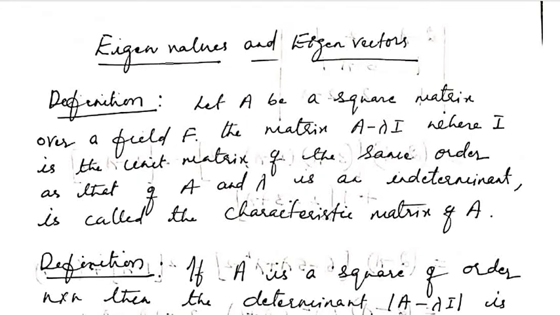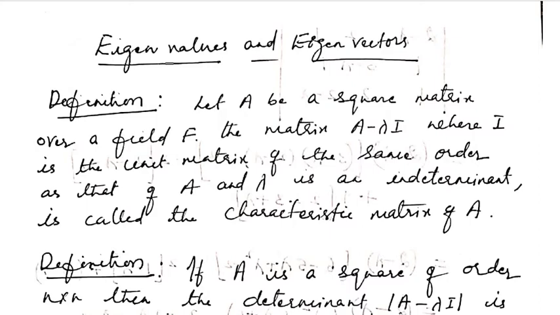In this lecture, I'm going to define eigenvalues and eigenvectors of a square matrix. Before the eigenvalues and eigenvectors, let me define a characteristic matrix, a characteristic polynomial, and a characteristic equation. What is a characteristic matrix? Let us consider a square matrix A over a field F.